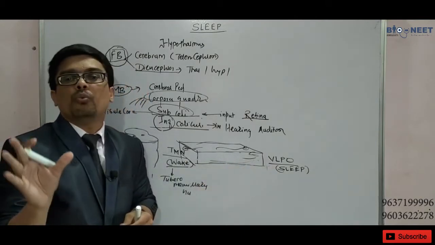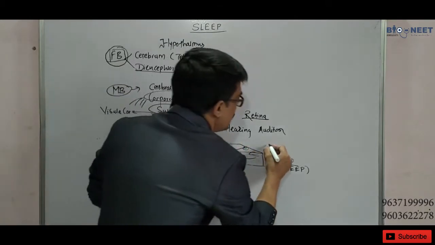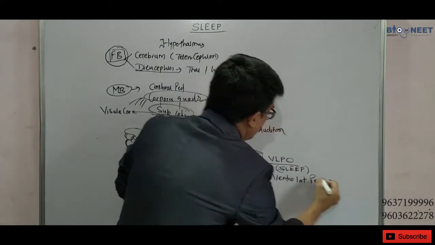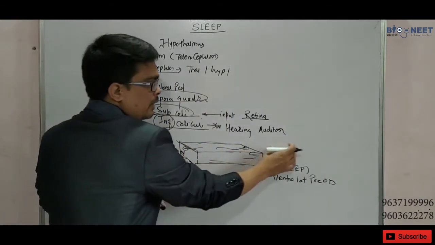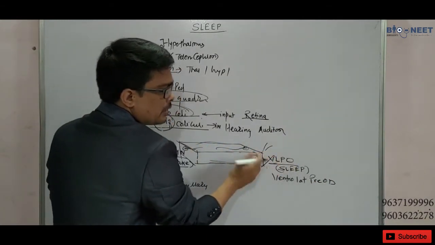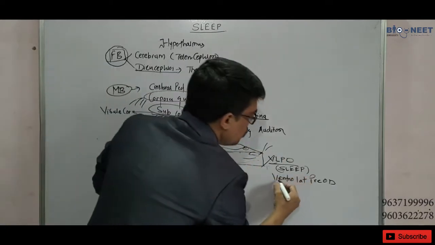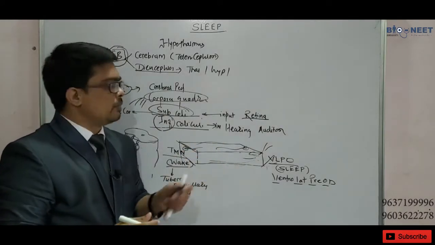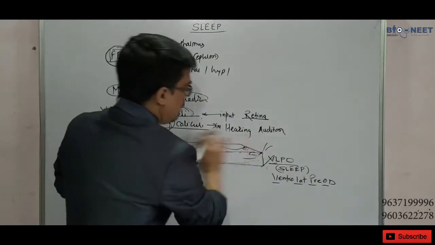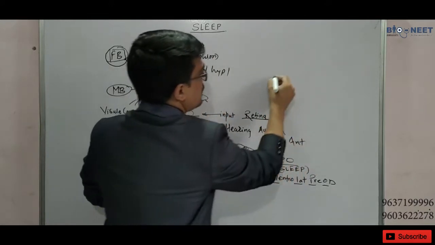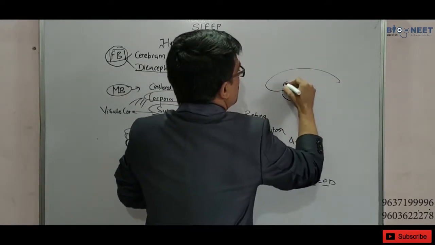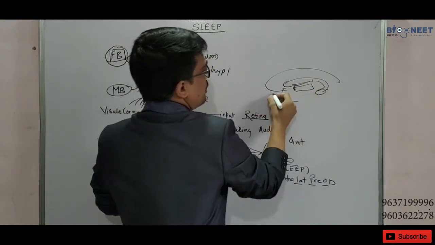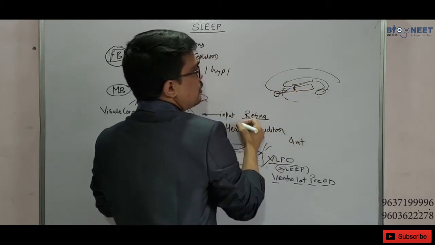What is VLPO? It is the ventrolateral preoptic nucleus. This is the rear part, this is the front part. Here there is an eye, and here there is an optic chiasma, and that's why I'm saying it's a preoptic one. So the ventrolateral preoptic nucleus is for sleep. This is the anterior hypothalamus. This is your brain, pineal gland, and here there is a thalamus, and this is the hypothalamus. Here there is an eye, and here there is an optic chiasma.